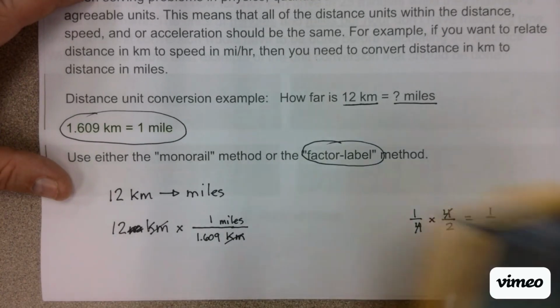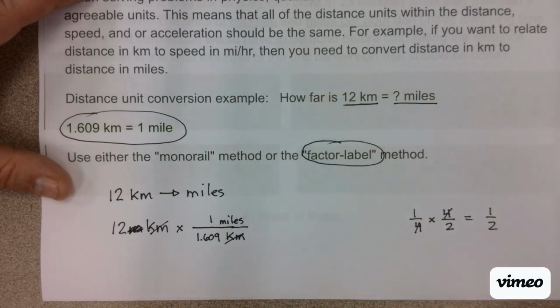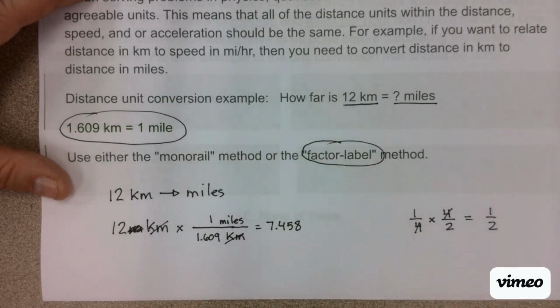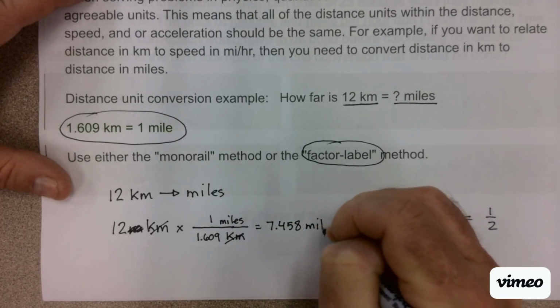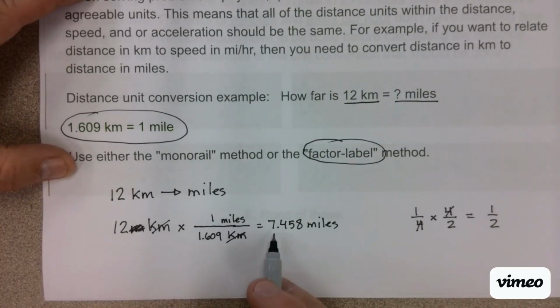So on my calculator, I'm going to take 1 divided by 1.609, and I get 0.6215. Oops, sorry, I didn't mean to say 1. I meant to say 12 divided by 1.609, and I get 7.458. And that is miles. So 12 kilometers is 7.458 miles.